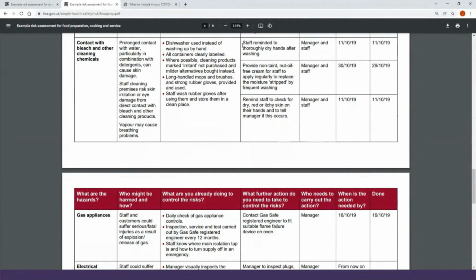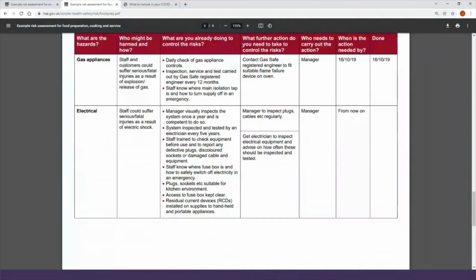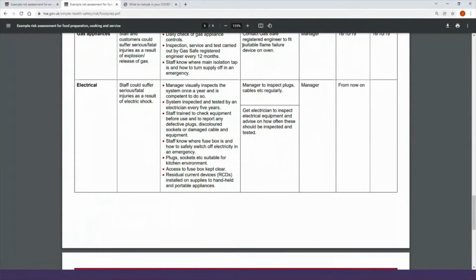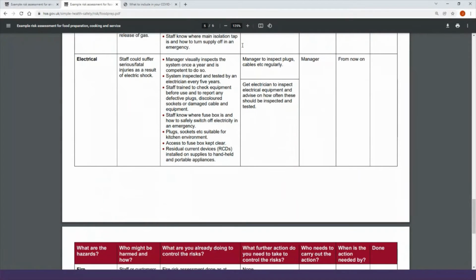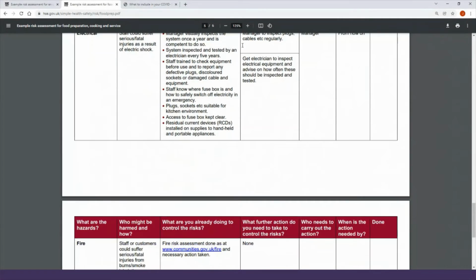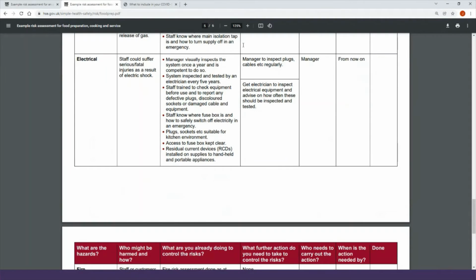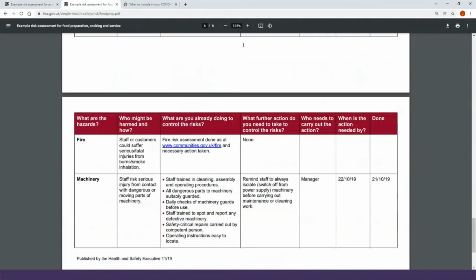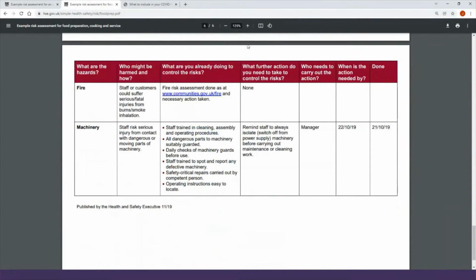gas appliances. Now, as I mentioned to you a short while ago, making sure that you consider other regulations that are applicable and what the legal requirements are there for compliance, fire safety, any machinery. And what you will do is you will make sure that these risk assessments are signed off and reviewed, which we'll go on to shortly afterwards.